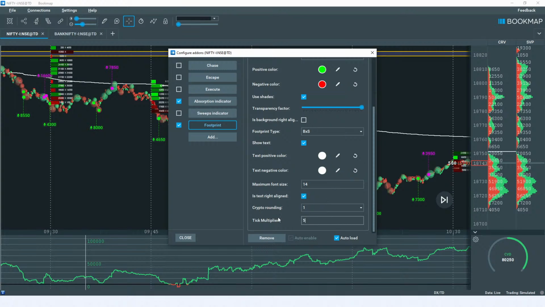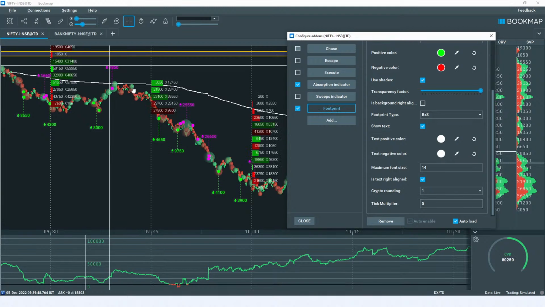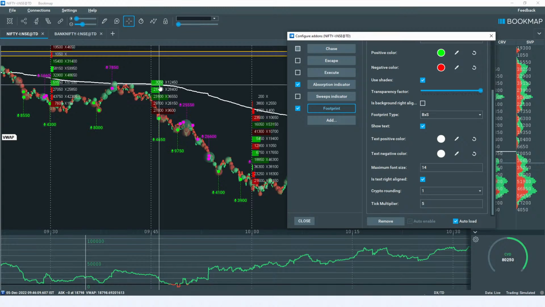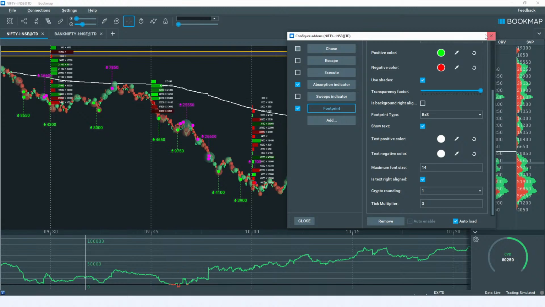If I increase it, just notice the change. If I increase it and press enter, you can see that we are seeing bigger bars now. That means the same footprint chart will now look at 5 points of difference in the calculation of the footprint chart. So this is again based on the visual appearance. I found 3 as the standard multiplier, it will help us to identify the locations. So you can test and trial according to your need. I hope this is clear.